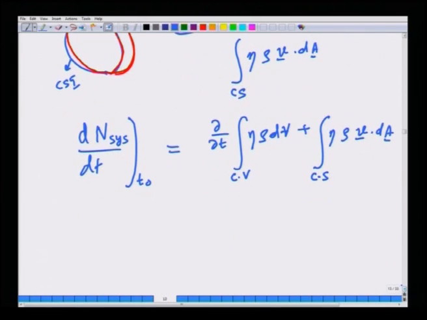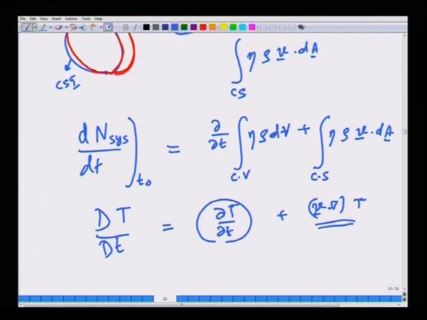Just to recall, the substantial derivative of a quantity like temperature was dT/dt plus v dot del T. This was the convected rate of change, and this is the local rate of change.